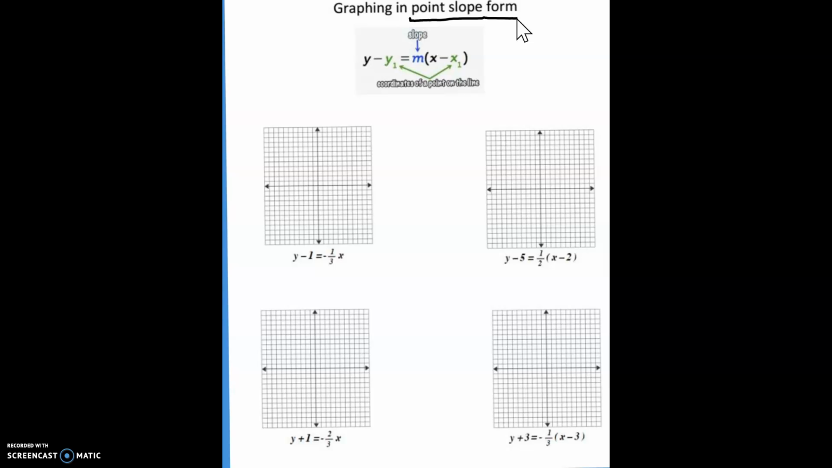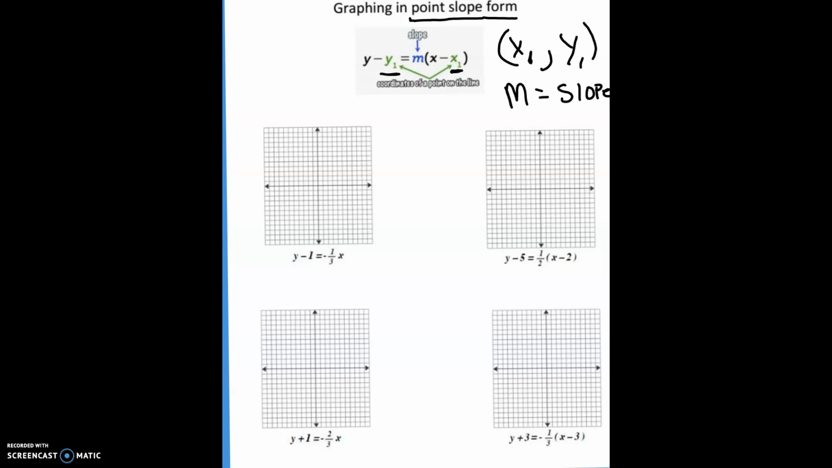You'll notice right here that this is going to be your ordered pair. X1 and Y1 are going to be right here, and your slope is going to be right here. So I have a few examples we're going to go over and graph them. And really all you need to graph is one point and the slope to navigate, and you have your line.